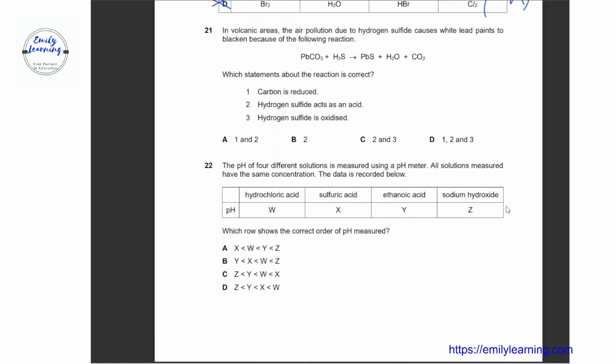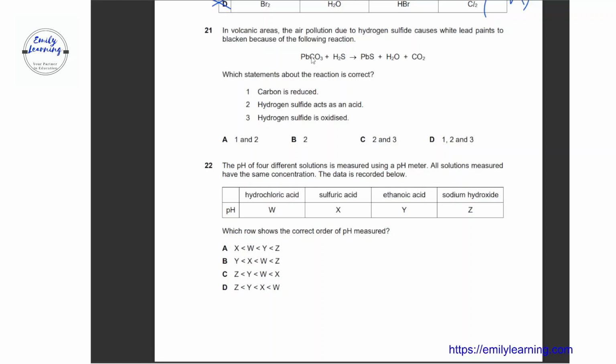Next, let's move on to question 21. So in question 21, you talk about volcanic areas. The air pollution due to hydrogen sulfide causes white lead paints to blacken because of the following reaction. Okay, so which statement about the reaction is correct? So basically, they ask about different things: oxidation, reduction, and also acid. So what is an acid? What do you know about an acid? An acid produces H+ in water, right? So later we'll take a look at whether 2 is correct. So let's first start off with 1.